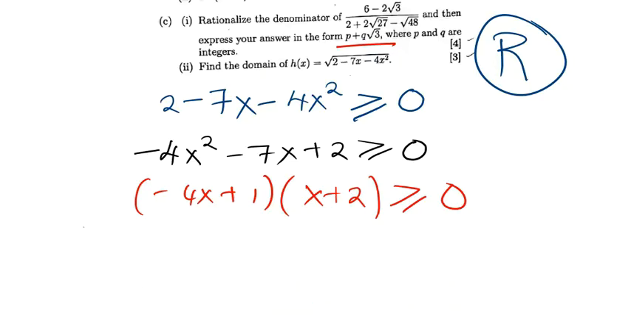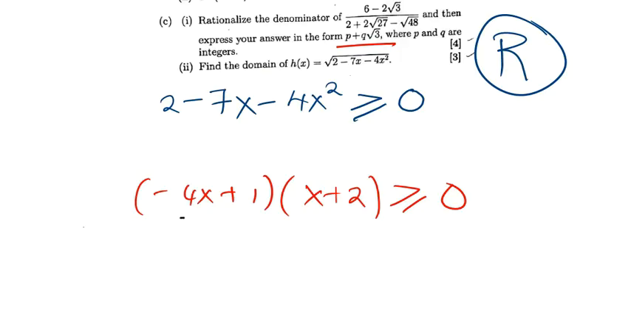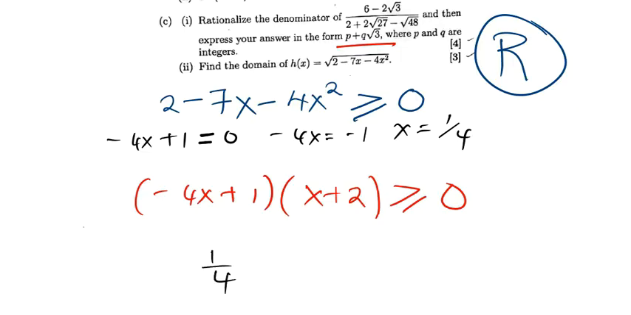So determine the zeros of this inequality. Equate this part to 0. Negative 4x plus 1 is equal to 0. Negative 4x is equal to negative 1. x is equal to 1 over 4. So that's one of the zeros. And then the other one is negative 2.